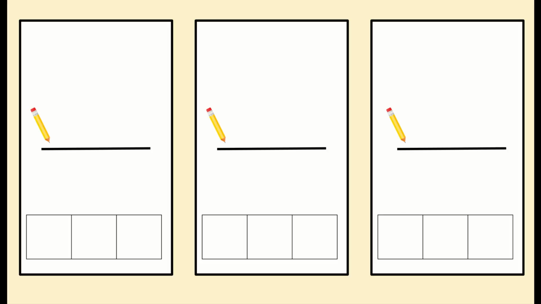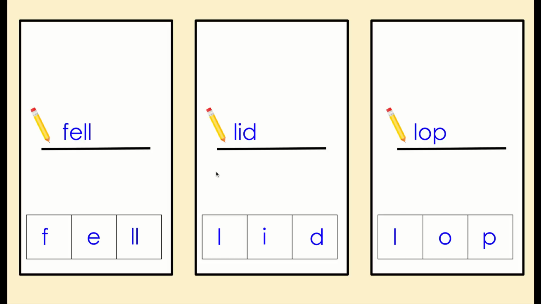Now let's check to see how you did. The first word was the word fell. F-E-L-L. Remember I told you the last sound was represented by double letters, both of those letters with the letter L.